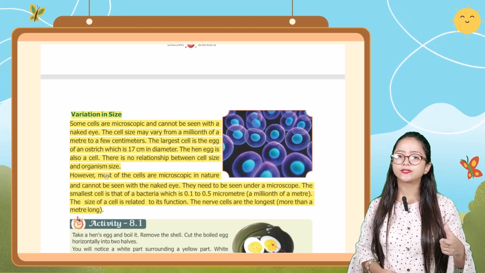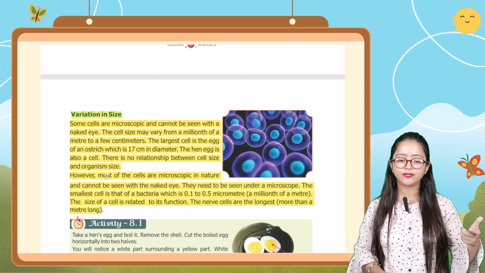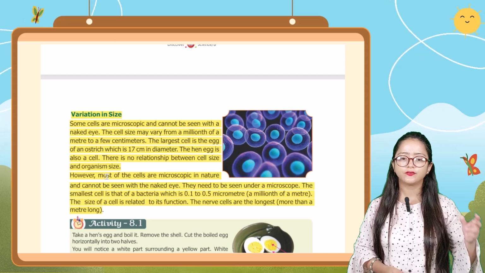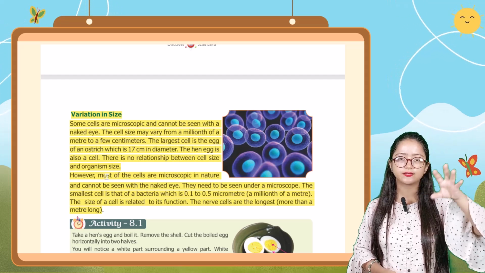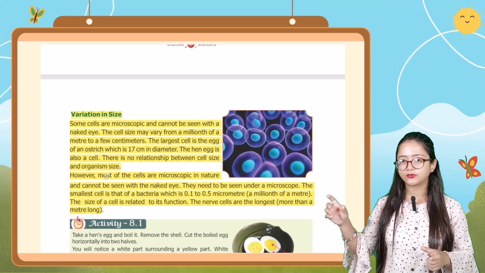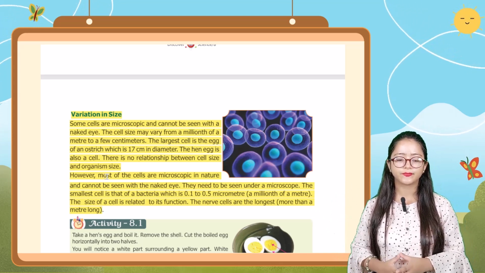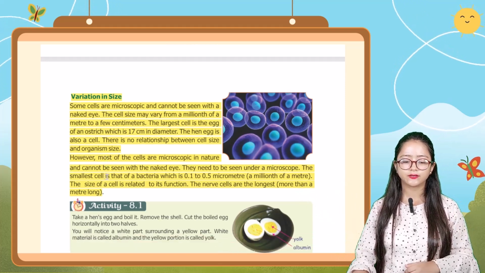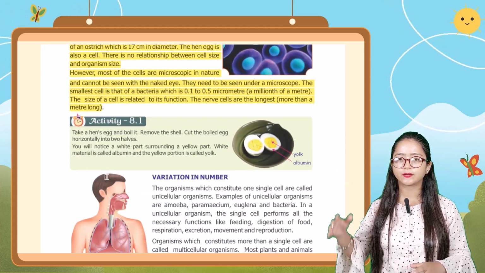The largest cell is the egg cell of an ostrich, which has a diameter of 17 centimeters. The hen egg is also a cell. There is no relationship between the cell size and the organism size.